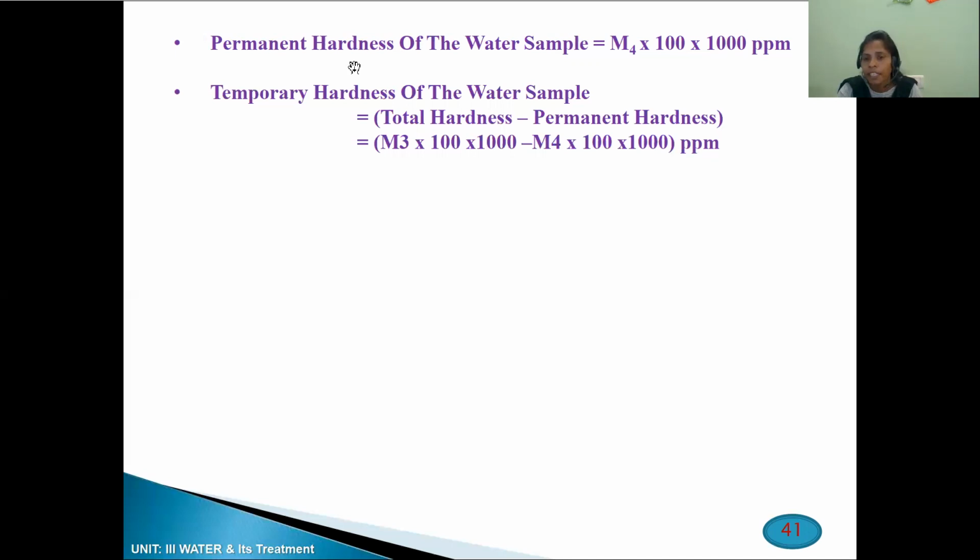By knowing permanent and total, can't we find out temporary? Yes, we can. Temporary means total minus permanent. Then we will get the temporary hardness of the water sample. So this is the determination of hardness of a water sample by using the EDTA method. It is a very, very important question in the external examination, and also very important in the chemistry lab. The remaining we will see in the next class. Thank you so much.